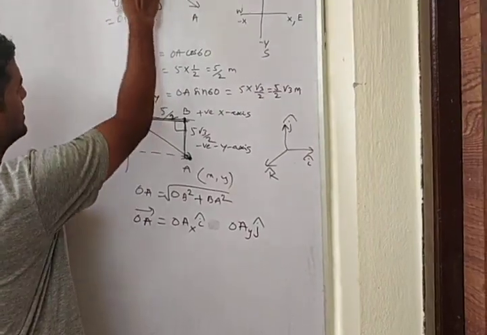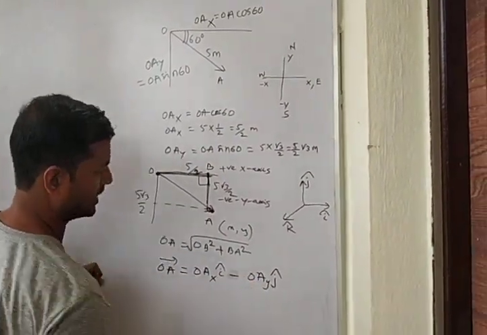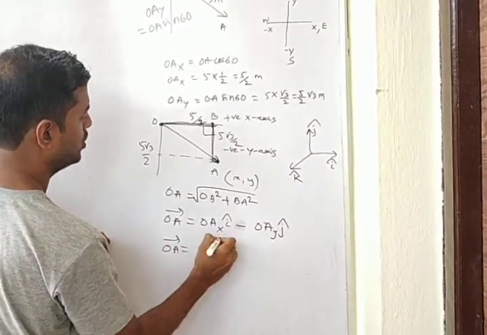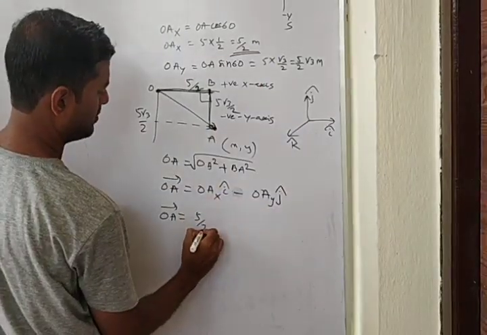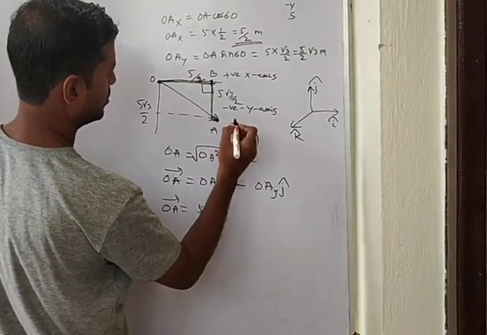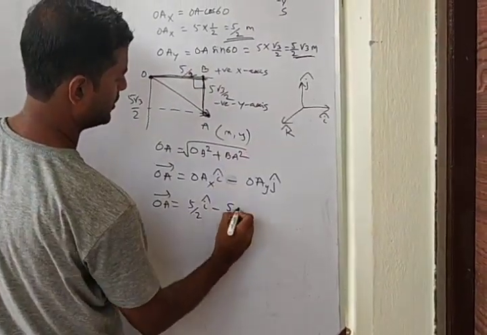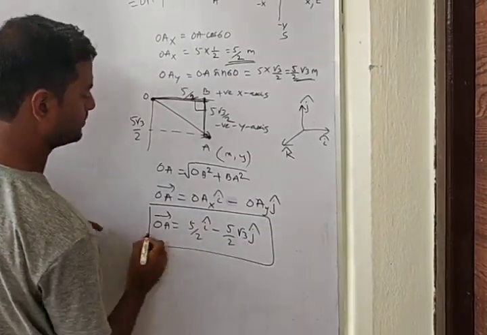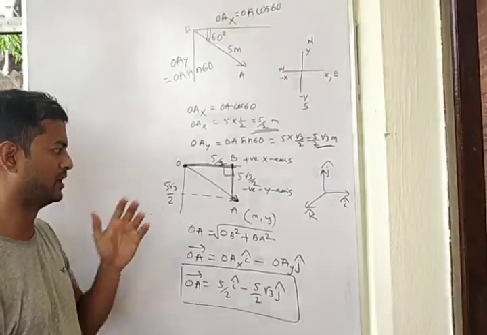Direction of OAy is down the negative y-axis. So that will be minus, negative y-axis is minus. So I can write OA vector equal to OAx is your 5 by 2 meter, 5 by 2 i cap, minus OAy is your 5 by 2 root 3, 5 by 2 root 3 j cap. See, this is my vector. This is my required expression for representation of a vector.